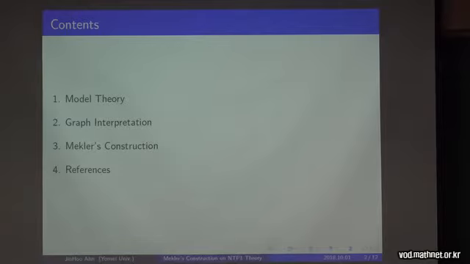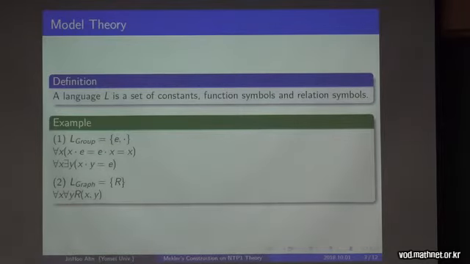So, okay, let's start. Model theory is actually part of mathematical logic. The first thing you need to know is the definition of a language. A language L is a set of constants, function symbols, and relation symbols. Because some English sentences may cause paradoxes like Russell's paradox or Berry's paradox, we use only formalized language.